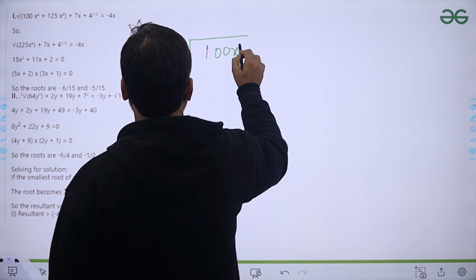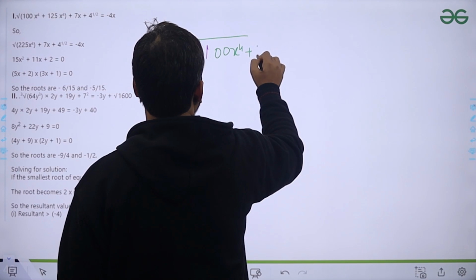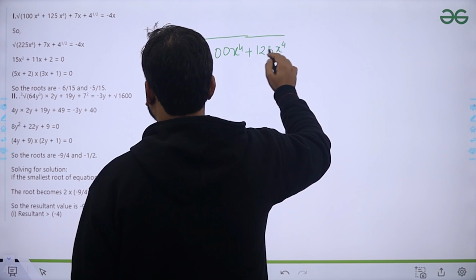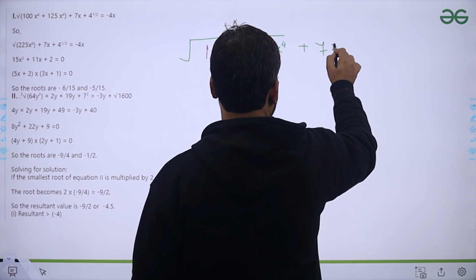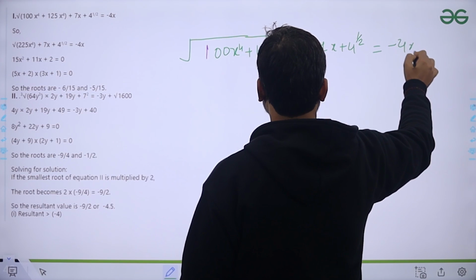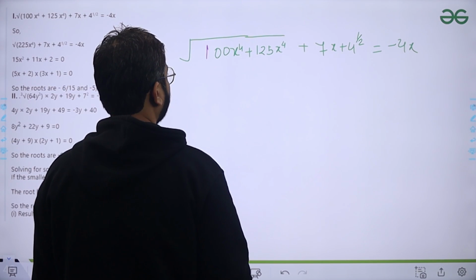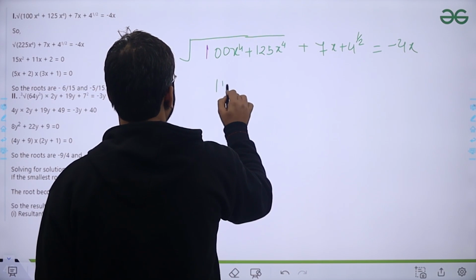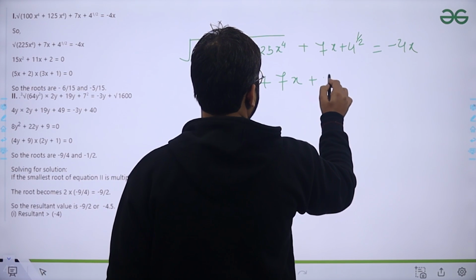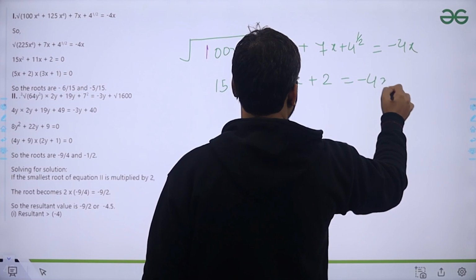100x to the power 4 plus 125x^4 plus 7x plus 4 to the power 1/2 is equal to -4x. 100 plus 125 will become 225, which means this will become 15x square plus 7x plus 2 is equal to -4x.